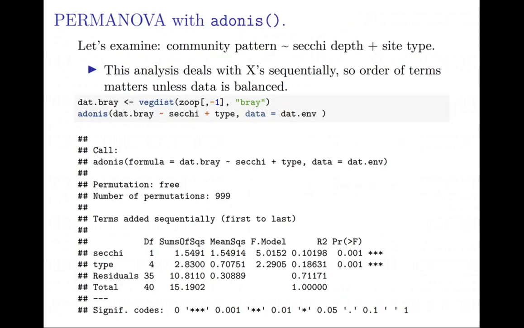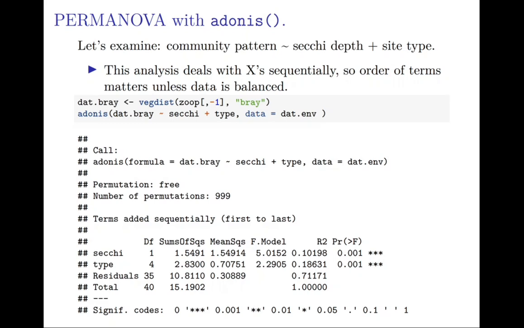So how do we do this? This actually all happens under the hood. You can do it by hand, but you can just do it with the adonis function if you'd prefer. So let's examine how community pattern is a function of Secchi depth and site type. If you remember, Secchi depth is how clear the water is, basically how deep a disk is when you can't see it anymore. And your site type, that was like lake, canal, river, etc.